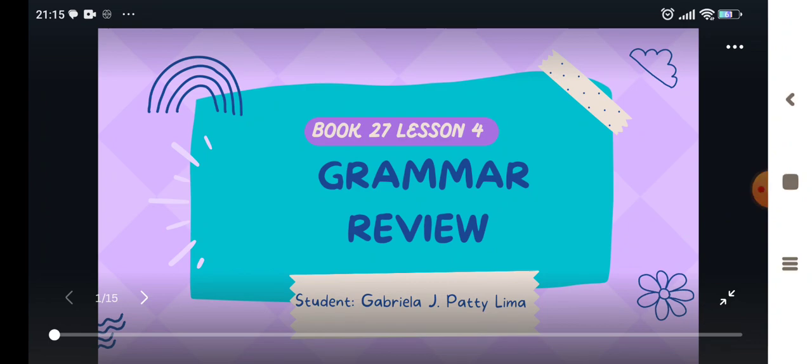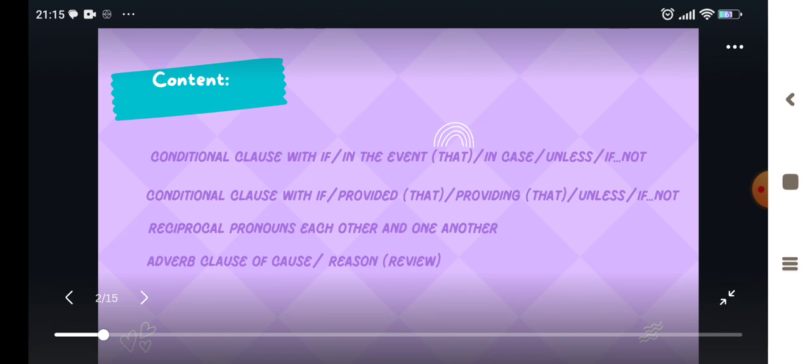In this occasion, I'm going to explain Book 27, Lesson 4, Grammar Review. The grammar that I will explain are conditional clause with if, in the event, in case, unless, if not; conditional clause with if, providing that, unless, if not; reciprocal pronouns each other and one another; and adverb clause of cause, reason, review. Let's start with the first grammar.